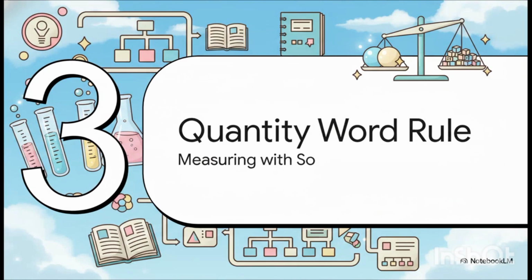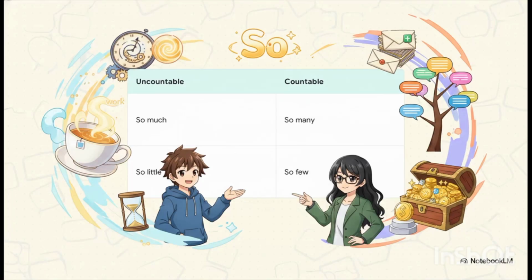The quantity word rule. We're entering a bit of special territory now where the rules shift slightly based on, well, quantity. So actually has a group of special friends and it completely owns these quantity words. Whether you're measuring uncountable things like work and time using so much or so little, or you're dealing with countable items like emails or options using so many or so few, so is the boss.